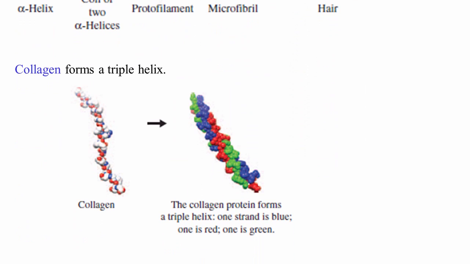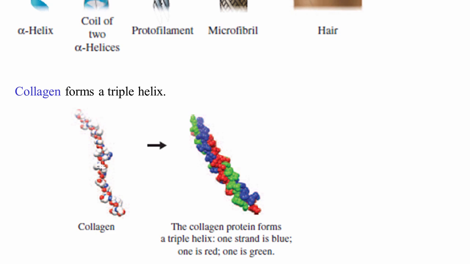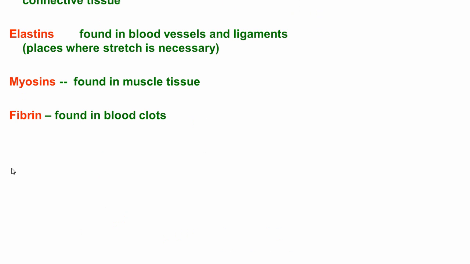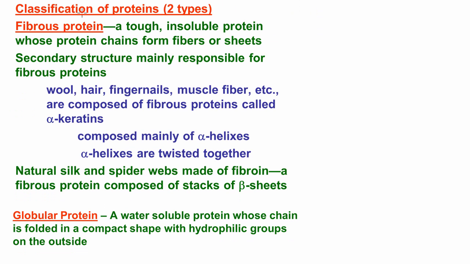Okay, collagen, for example, forms what we call a triple helix. So there are 3 protein chains that coil together to form that helical structure. So it's very, very strong. So we were just talking about fibrous proteins. They're tough, insoluble proteins, and their protein chains form fibers or sheets. It's the secondary structure that is mainly responsible for fibrous proteins: wool, hair, fingernails, muscle fiber, all of those.